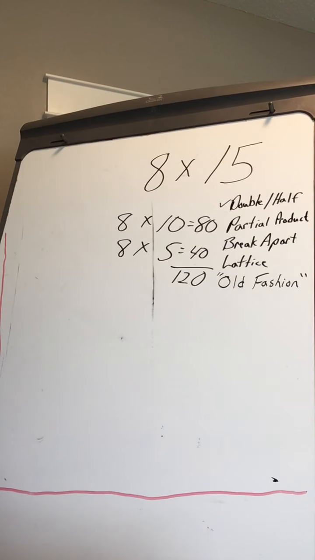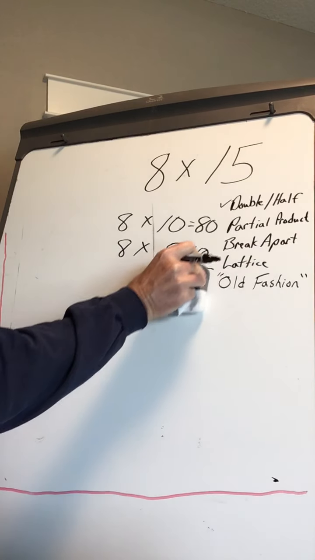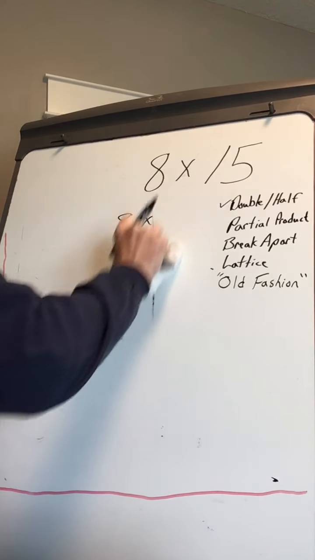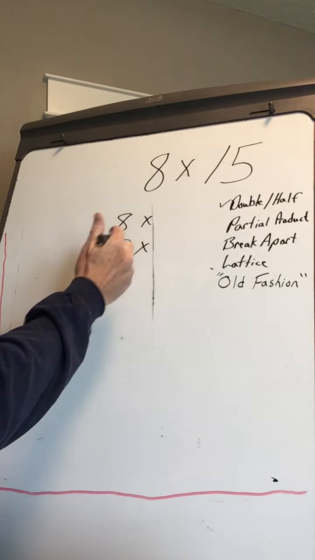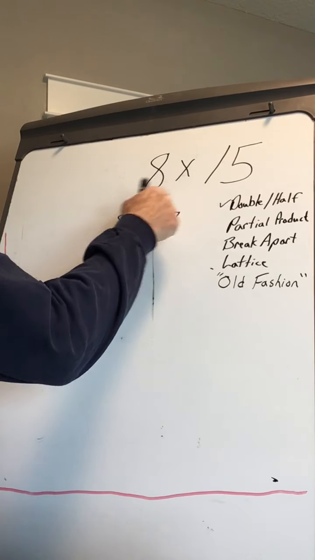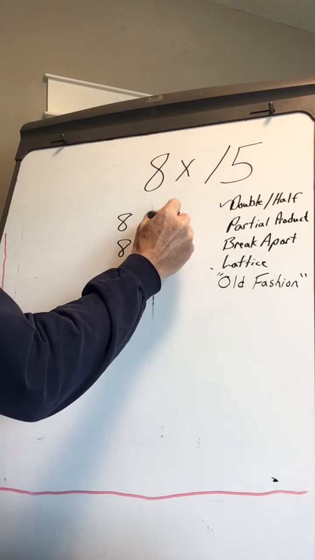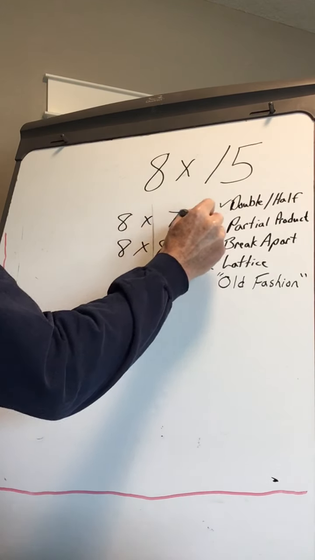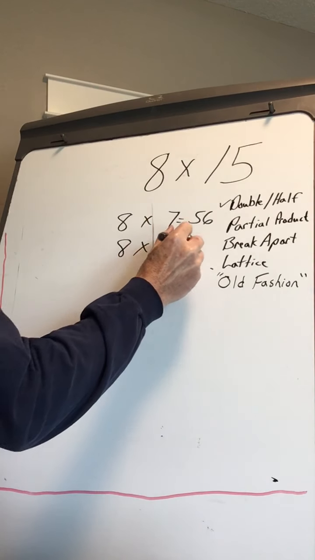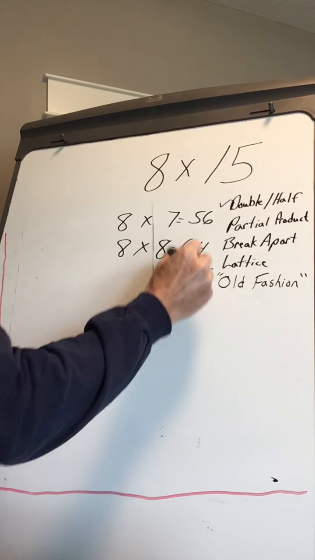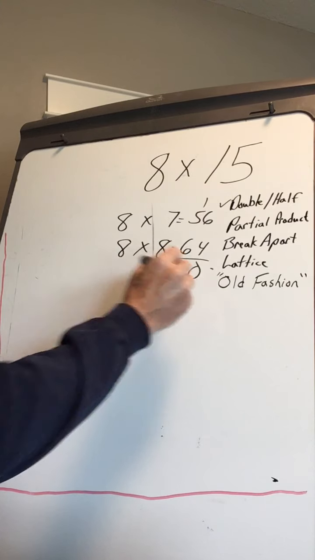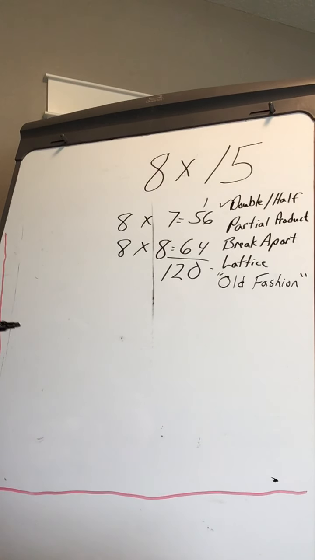Now, you don't have to use 10 and 5. You can break it however you want. Maybe you know what 8 times 7 is. 7 and 8 are 15, so I break those two apart. 8 times 7 is 56. 8 times 8 is 64. And again, it becomes an addition problem, and you get the same product.